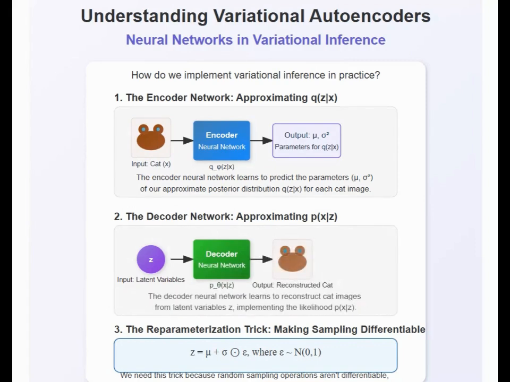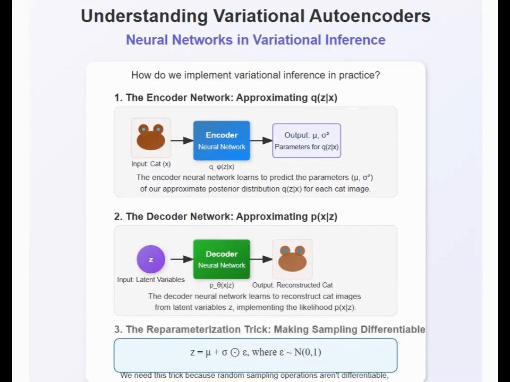Next, let's examine the decoder network. This network implements the likelihood P(x|z), the probability of generating a particular cat image given specific latent features. The decoder takes a latent vector z as input and learns to reconstruct the original cat image. When we feed a latent vector with certain values for fur color, eye color, and other features, the decoder generates a cat image with those characteristics. During training, it learns to produce images that match the original input as closely as possible.